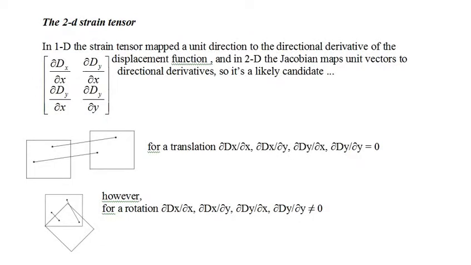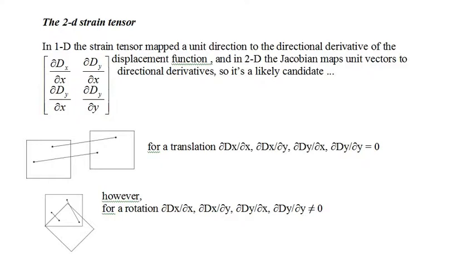In 1D, the strain tensor is the directional derivative, and in 2D, the Jacobian, the matrix of partial derivatives shown, computes the directional derivative. That is, the Jacobian maps a unit vector representing a direction at a point xy to the directional derivative of the displacement function at that point. So it's a good candidate for the strain tensor. However, there is a problem.